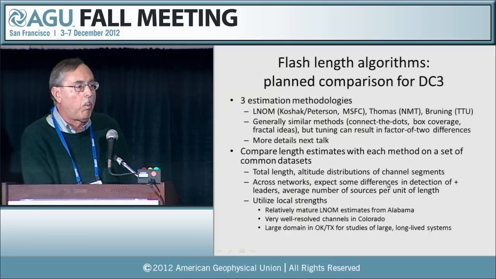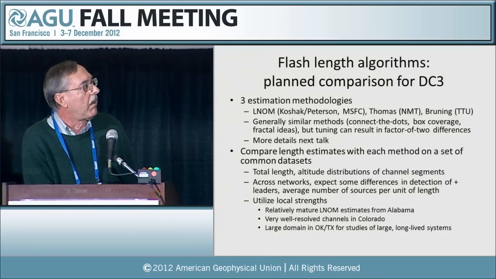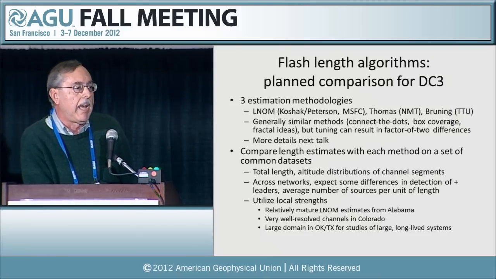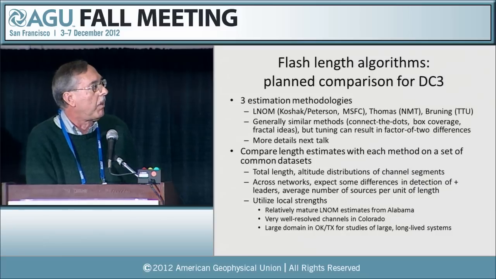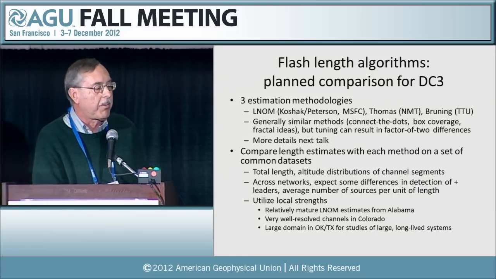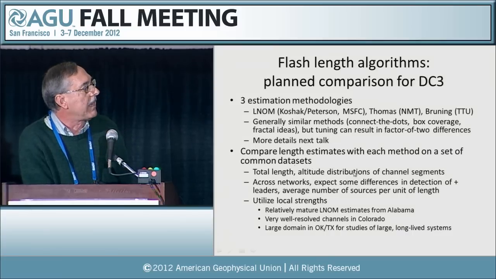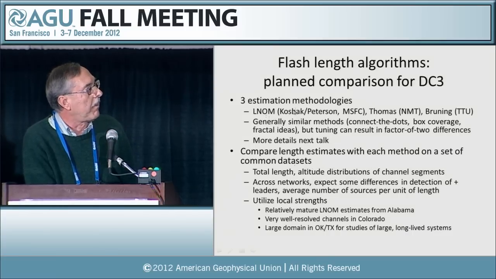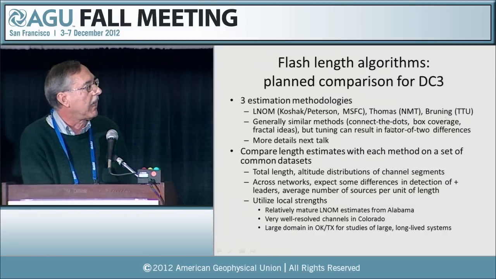Now, what we also would like beyond these standard products is some depiction of flash length. And this is going to be a fairly major effort that's going to come from each of the three major processing teams at Alabama, New Mexico Tech, and Texas Tech.